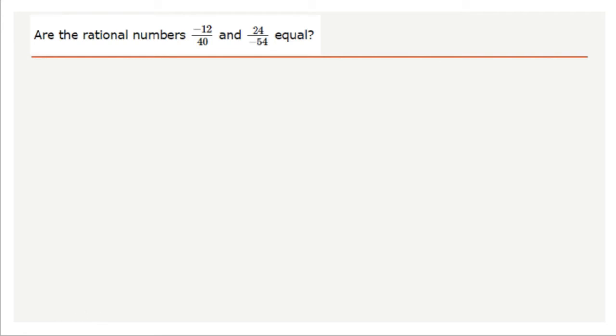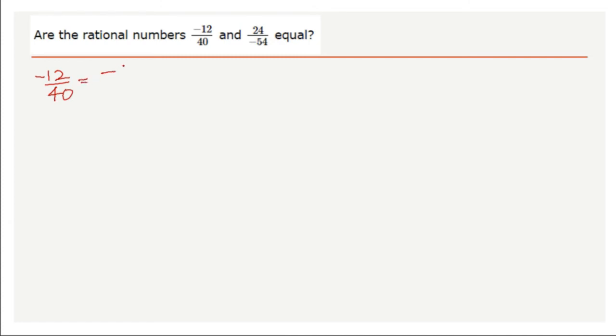Next question: are the rational numbers negative 12 upon 40 and negative 24 by 54 equal? Again, let us express these two rational numbers in the standard form and then check whether they are one and the same. For doing that, let me write the given number negative 12 upon 40.